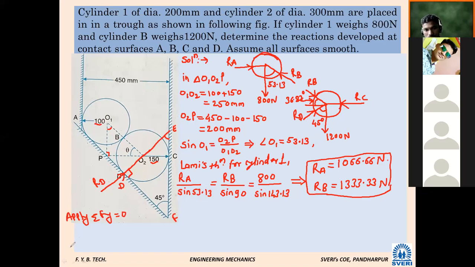RB cos 45, no, the value. What is the value of RB? 1333.33. Whether we have to take sine of 36 angle or cos of 36 angle? Cos of 36, sir. Cos of 36 we are taking in summation Fy, and that angle is made with horizontal. What do we have to take, sine or cos?